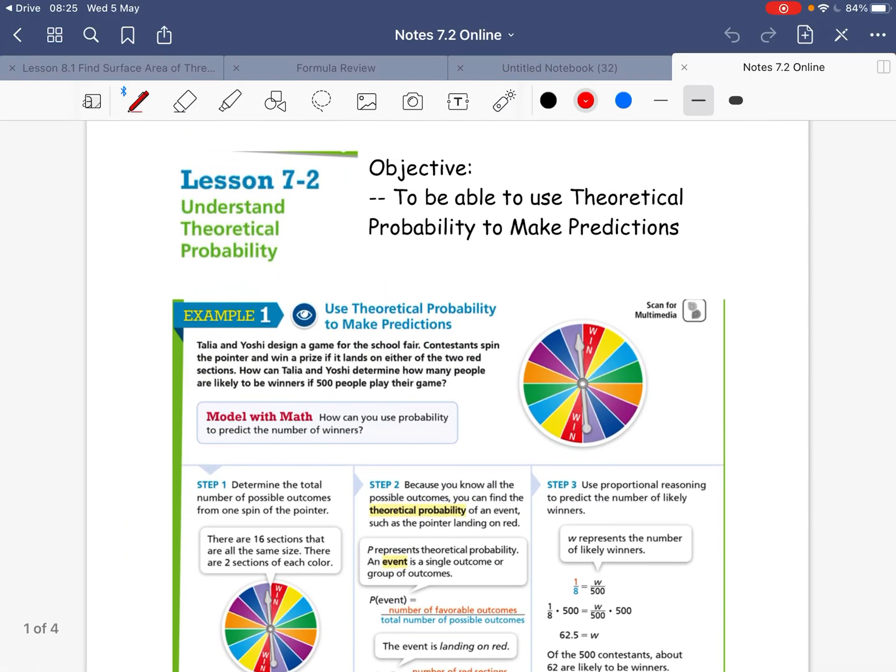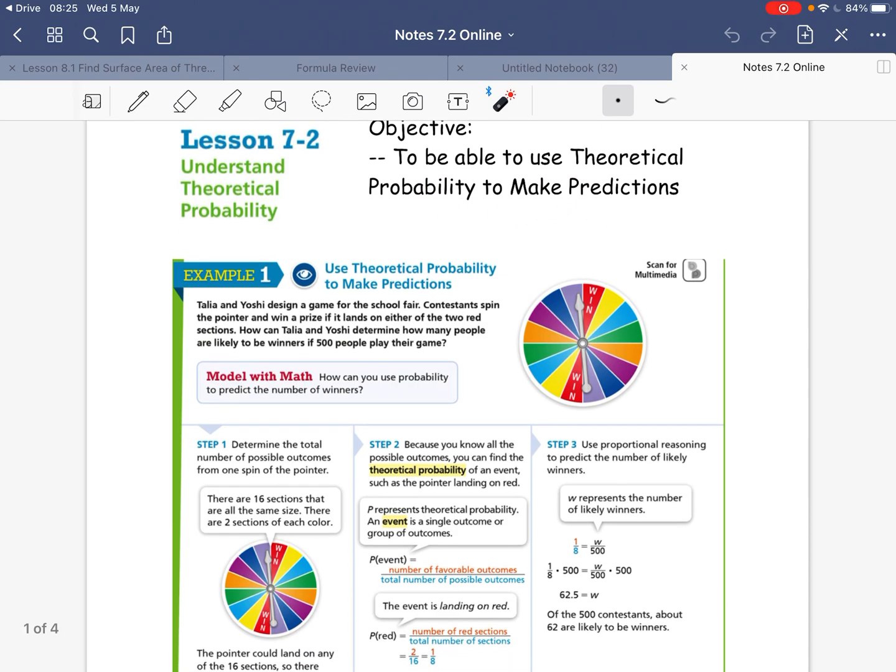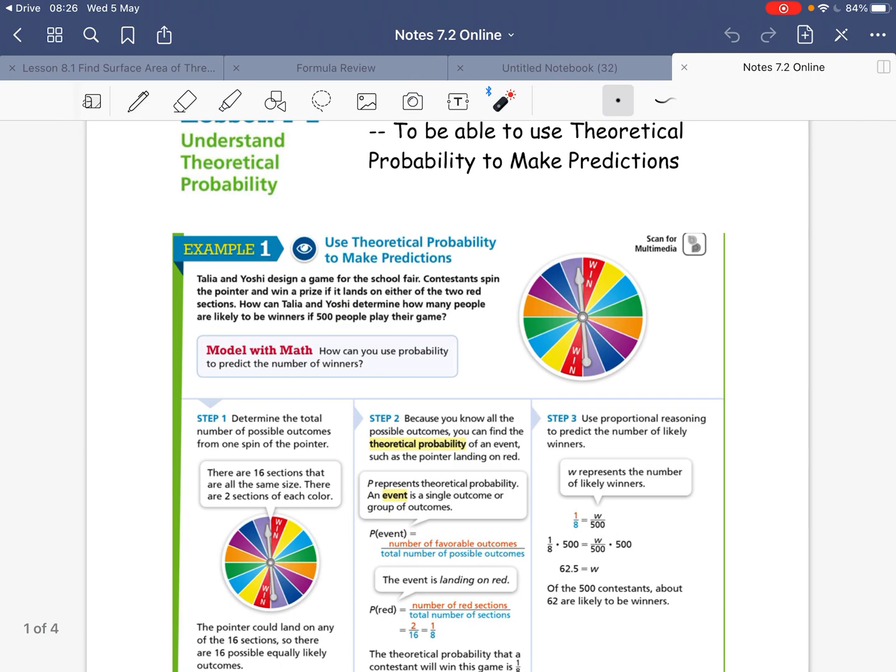So today we're going to be looking at lesson 7-2. We're going to be looking at how to understand theoretical probability. So we've compared, with flipping a coin and rolling a die, theoretical and experimental probability. So today we're going to look at how to use theoretical probability to make predictions. So we'll look at 3 examples and you're going to try 2 on your own.